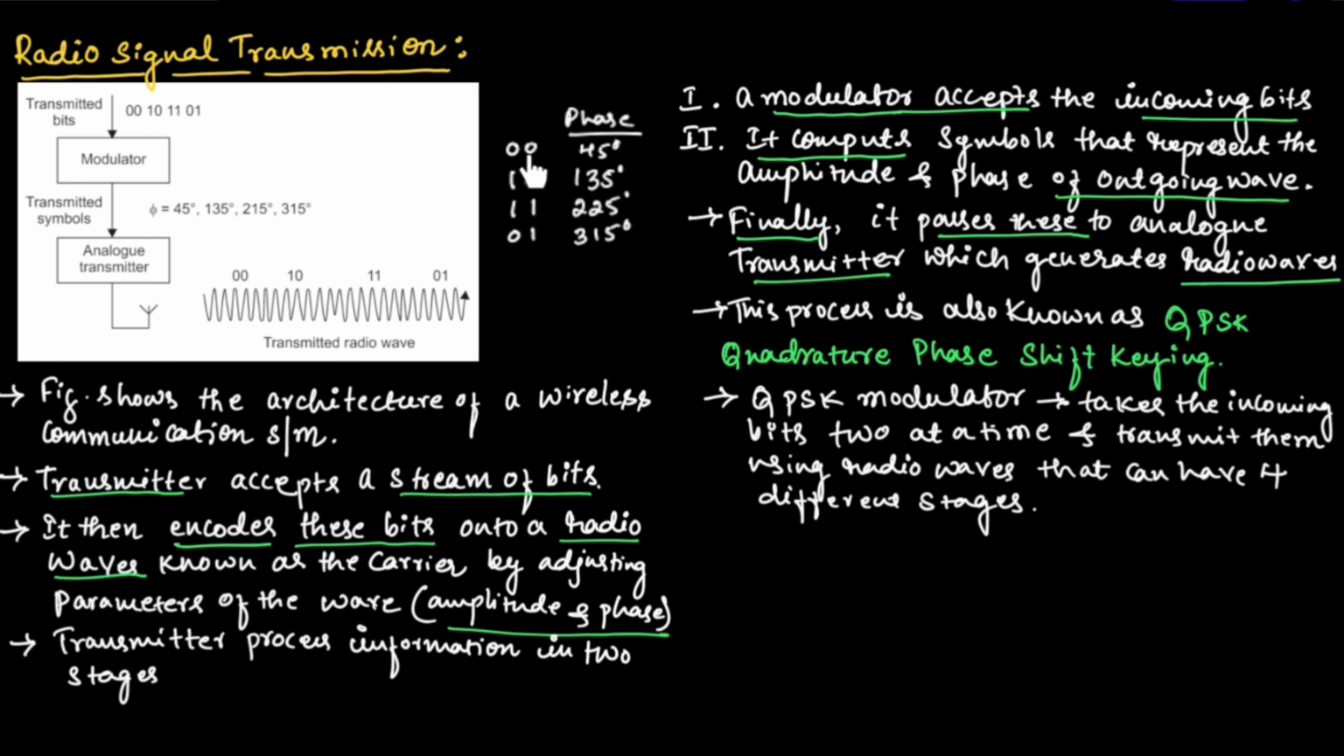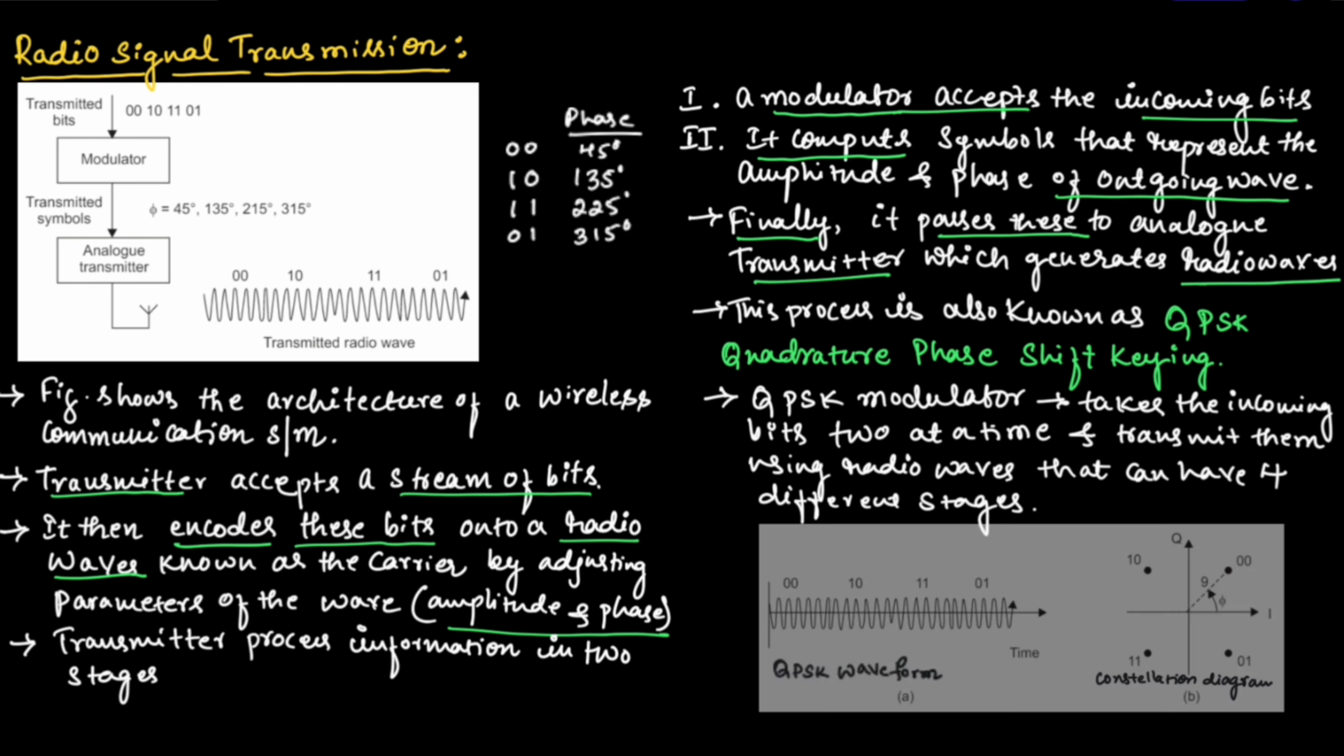If the incoming bits are 00, then the radio wave can have a 45 degree phase shift. If the incoming bits are 10, the transmitted radio wave can have a phase shift of 135 degrees. If the incoming bits are 11, then the transmitted radio wave can have a phase shift of 225 degrees, and if the incoming bits are 01, then it can have a phase shift of 315 degrees.